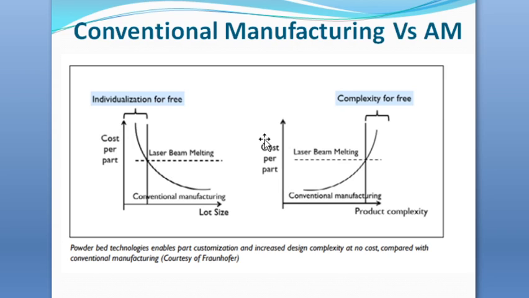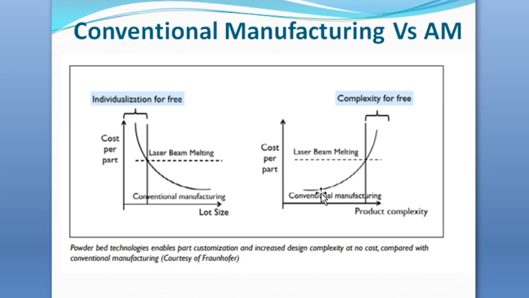Here is cost per part versus product complexity. Here also the cost of the component is constant. Complexity varies from very low to high. Complicated components can be manufactured, from very little complication to very high product complexity, but the cost per unit in additive manufacturing is always constant.